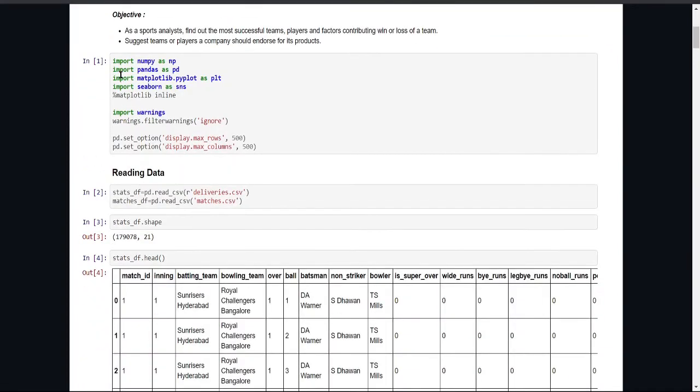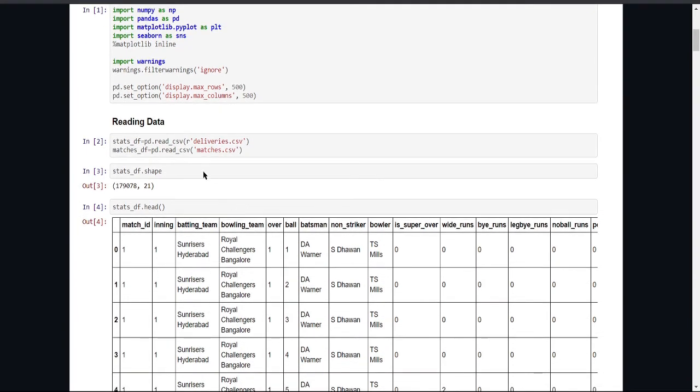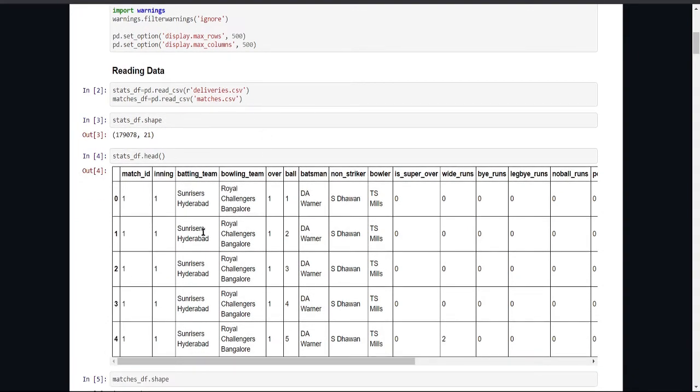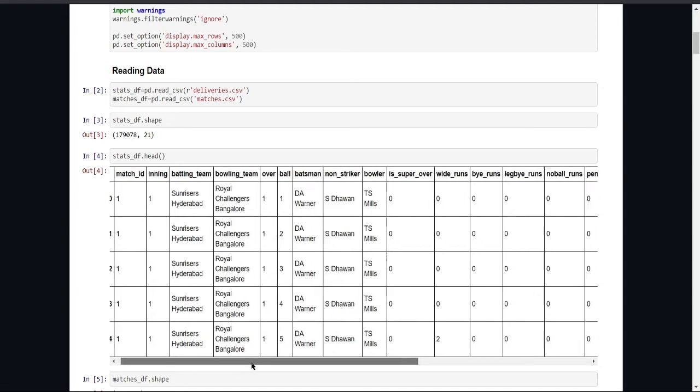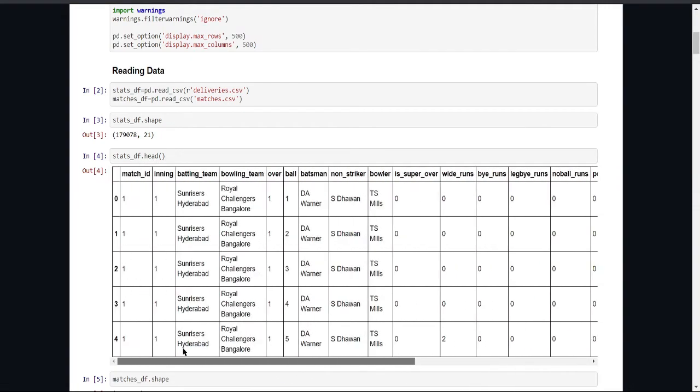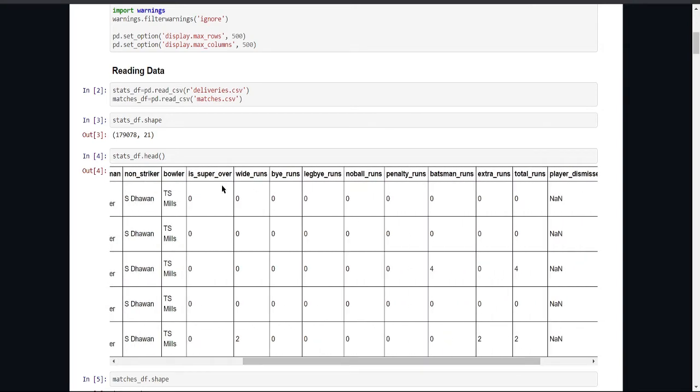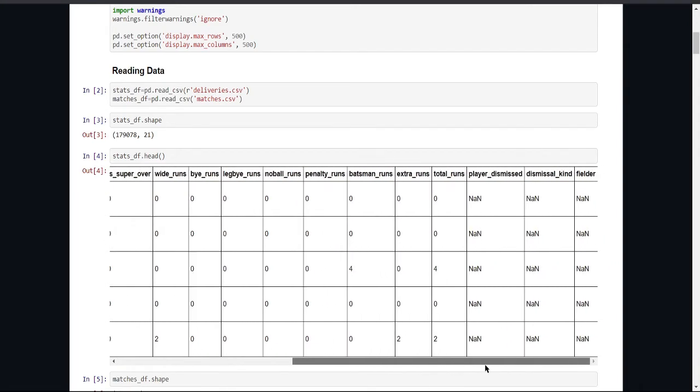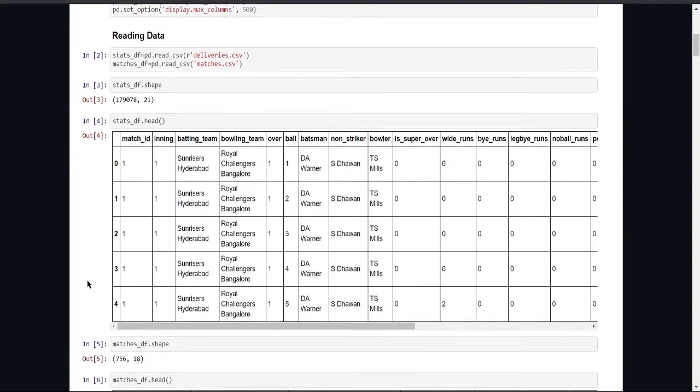So we just import all the libraries over here. We have two kinds of dataset, deliveries and matches. So the deliveries has around 21 columns and 1,79,000 rows. So what this deliveries has is ball to ball information about all the matches. So for each ball, who was the batting team, bowling team, the over, who was the batsman, who was the bowler, and other information like was it an extra run and so on.